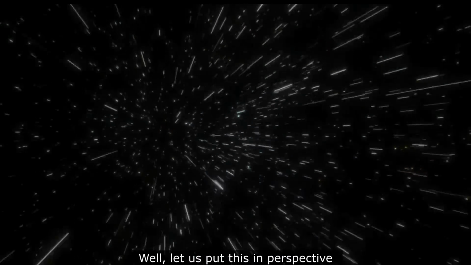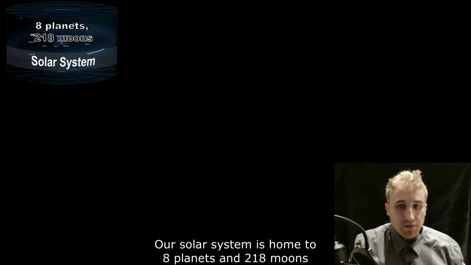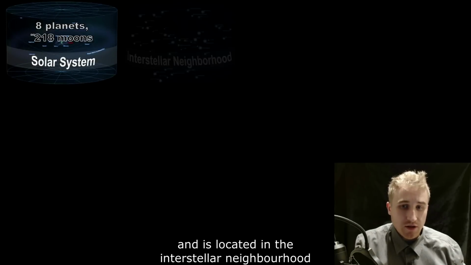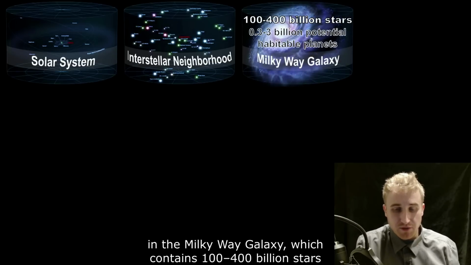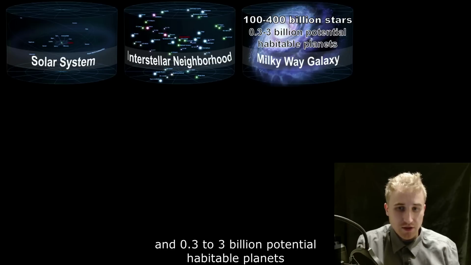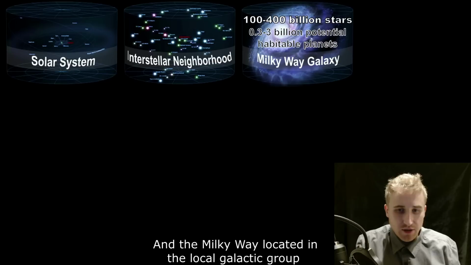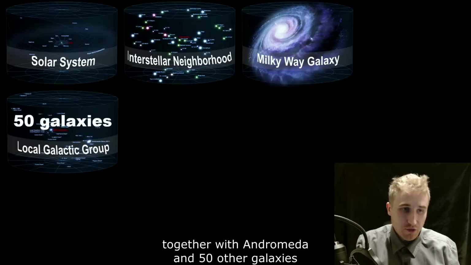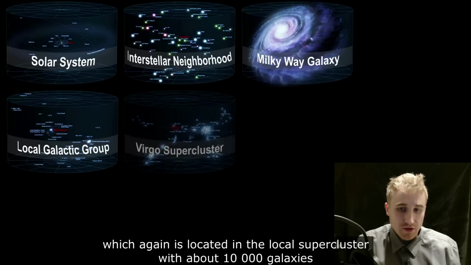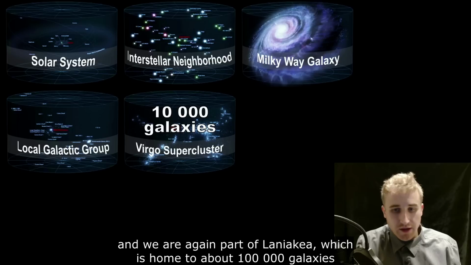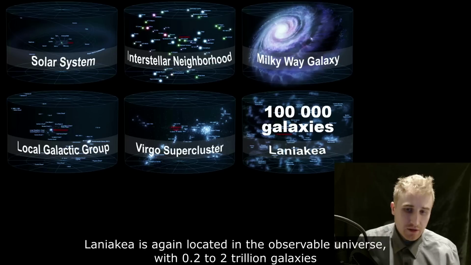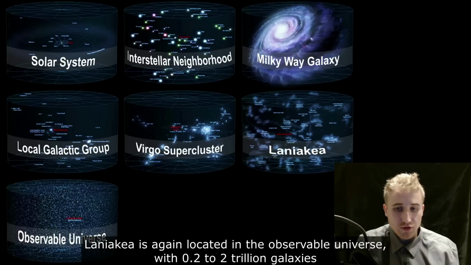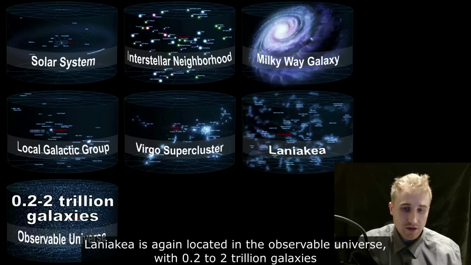Well, let us put this in perspective. Our solar system is home to 8 planets and 218 moons, and it is located in the interstellar neighborhood in the Milky Way galaxy, which contains 100 to 400 billion stars and 0.3 to 3 billion potential habitable planets. And the Milky Way is located in the local galactic group together with Andromeda and 50 other galaxies, which again is located in the local supercluster with about 10,000 galaxies. And we are again a part of Laniakea, which is home to about 100,000 galaxies. Laniakea is again located in the observable universe with 0.2 to 2 trillion galaxies.